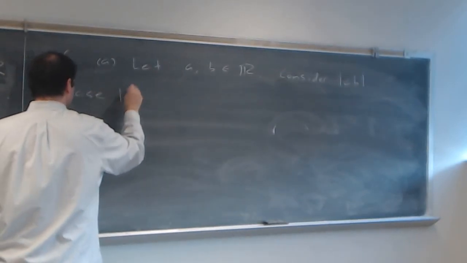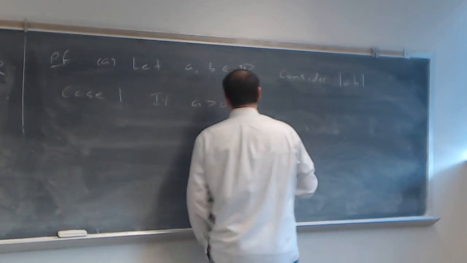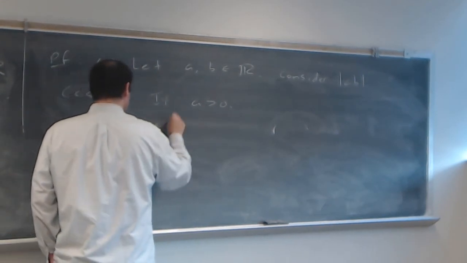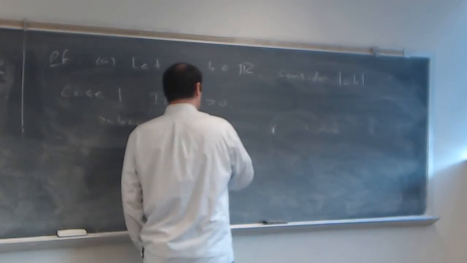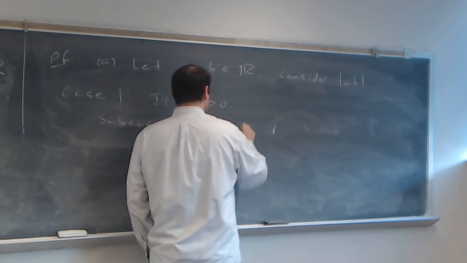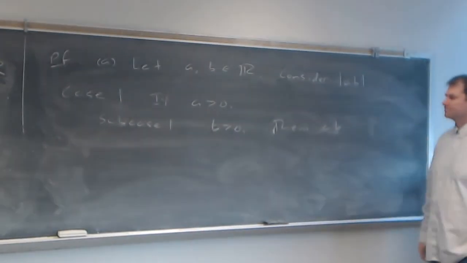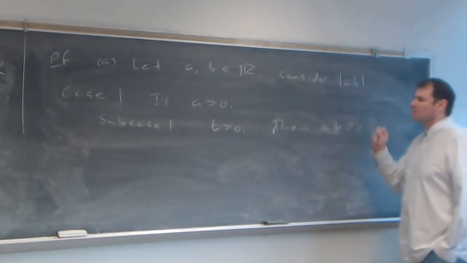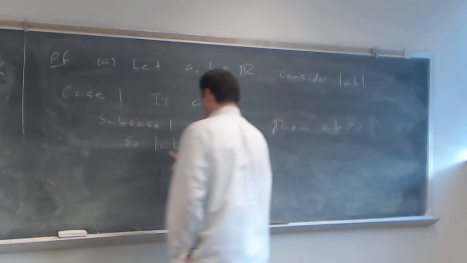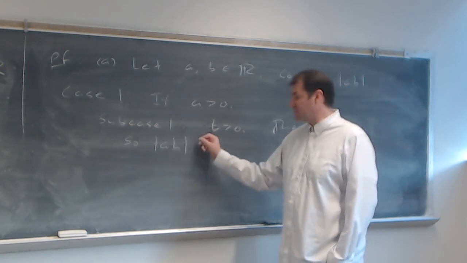Here's case 1. If A is greater than 0, then here's subcase 1. What if B was greater than 0? Then what can you tell me about A times B? Greater than 0. So the absolute value of A times B, we're talking about taking the absolute value of something that's greater than 0. So the answer to this is just itself.